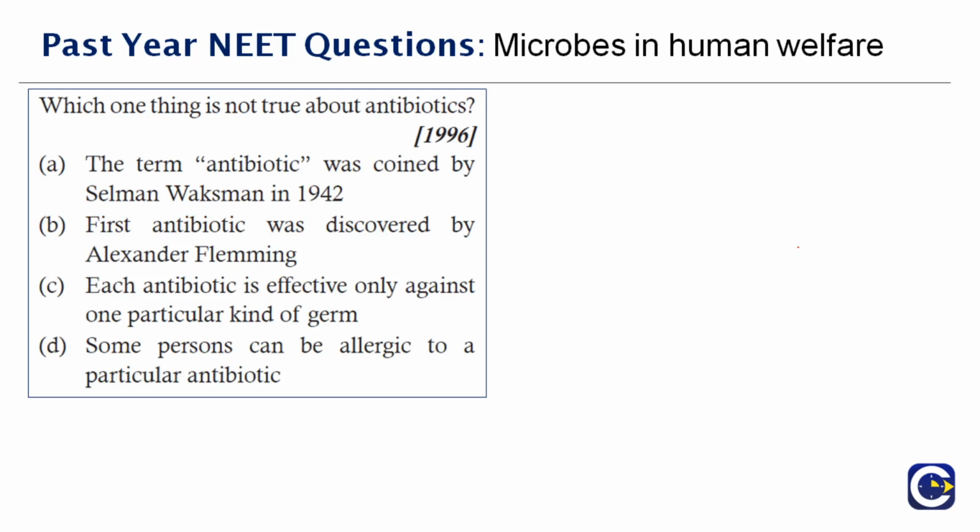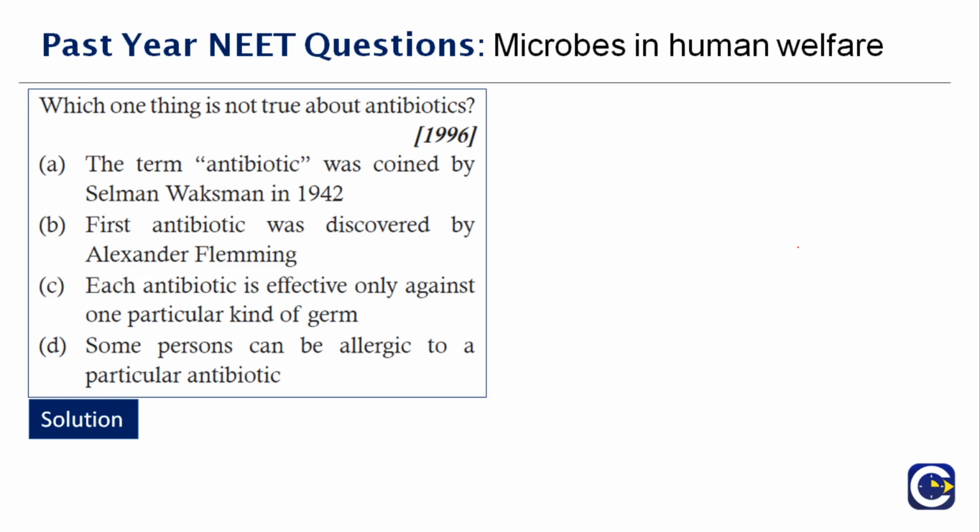Next question here. Which one thing is not true about antibiotics? So we need to identify the wrong one. The term antibiotic was coined by Waksman. That is right. First antibiotic discovered was by Alexander Fleming. That is also right. Each antibiotic is effective only on one particular kind of germ. That is where we go wrong. Each antibiotic is effective only against one particular kind of germ is incorrect.